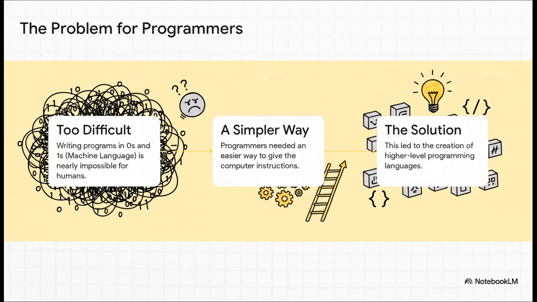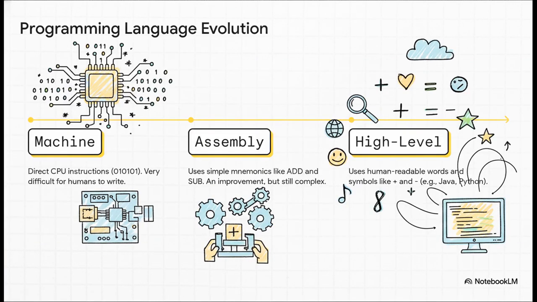But for us humans trying to write code in just ones and zeros, yeah, that's pretty much impossible. So we built new languages. First, simple words with assembly, then high-level languages with symbols we all recognize.